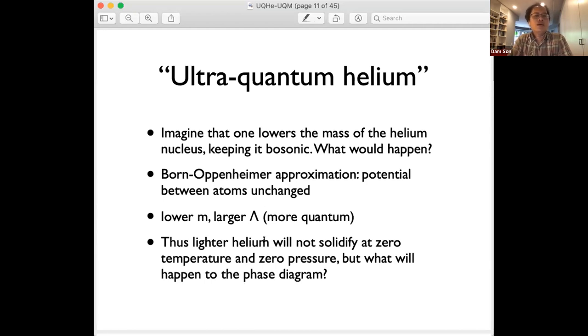Okay. Now we know that helium-4 doesn't solidify at low temperature. And so it's clear that if we make the nucleus lighter, this new lighter isotope of helium would not solidify either. It would still be a liquid down to zero temperature. But what happens to the rest of the phase diagram?